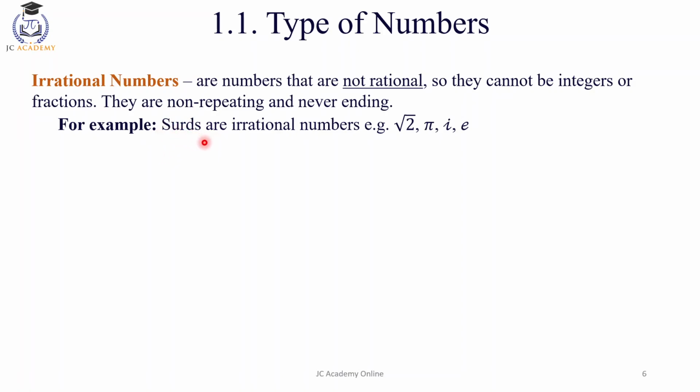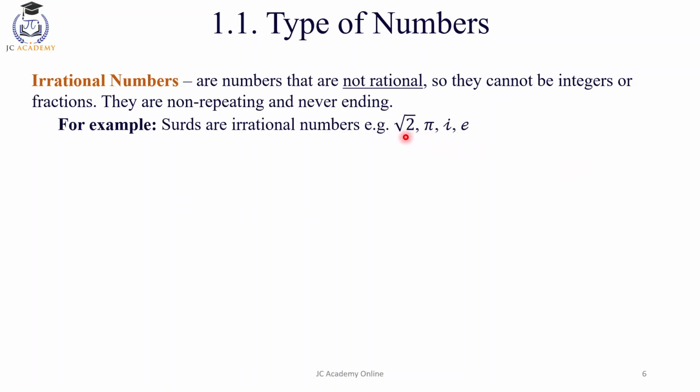It's called surds. So surds are irrational numbers. For example, square root of 2. If you were to put square root of 2 into your calculator, you'll notice you get a really, really long number. But those numbers will never repeat themselves. Okay, they'll just go on to infinity.